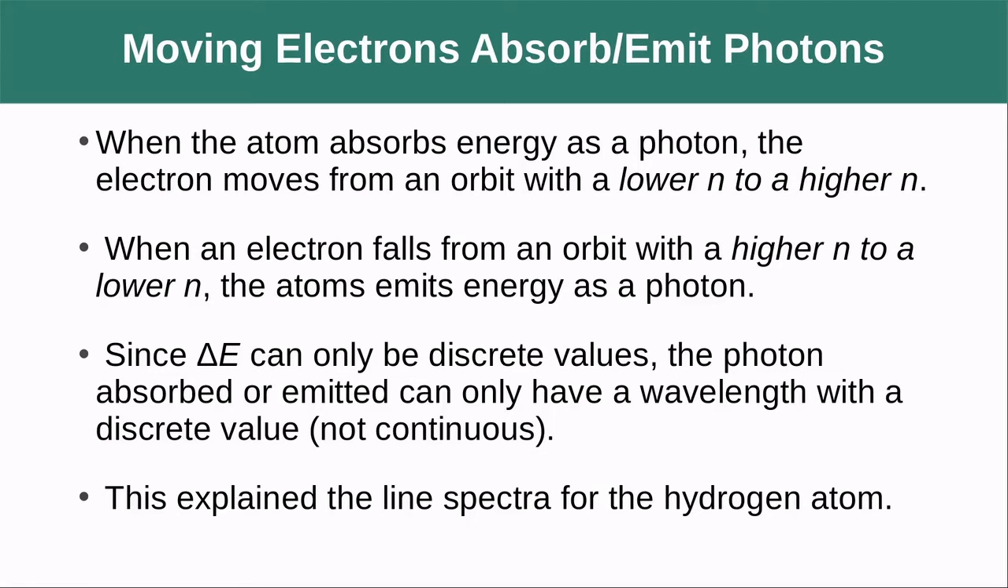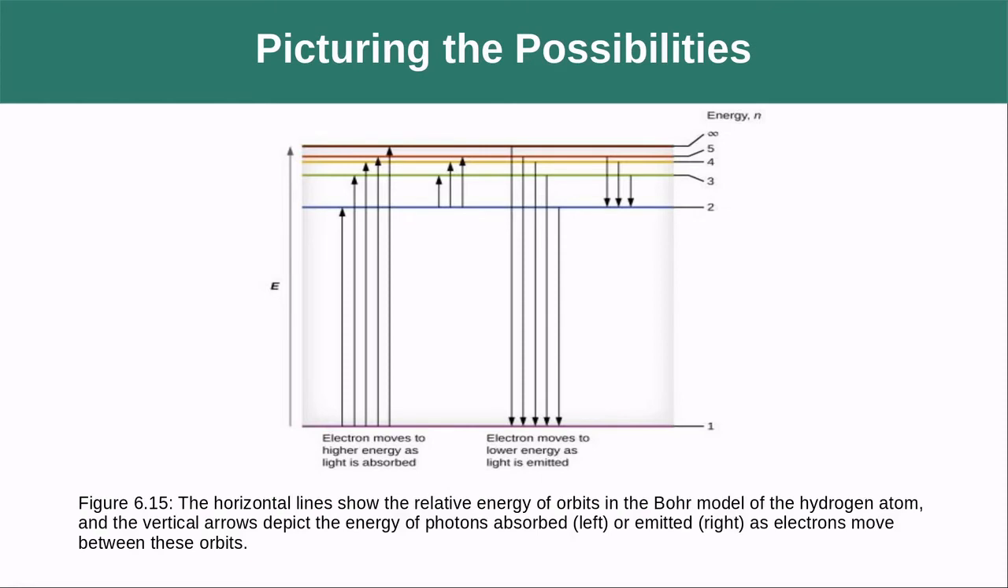And since delta E can only be discrete values, the photon absorbed or emitted can only have a wavelength with a discrete value. It's not going to be continuous. This explained the line spectra that they started to see for the hydrogen atom. So let's see if we can picture that.